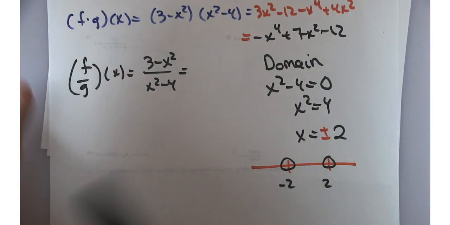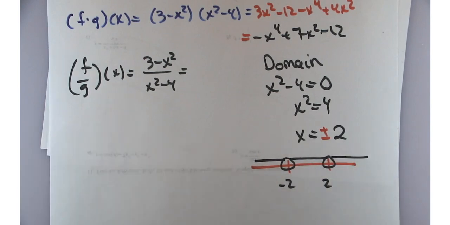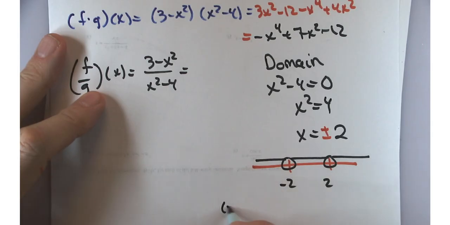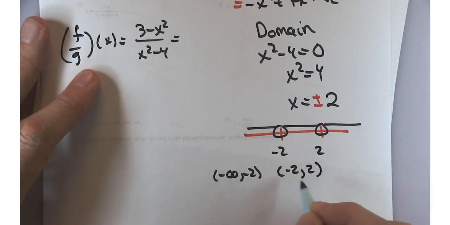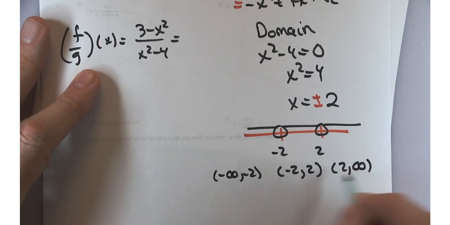So what would that look like in interval notation? X does not equal positive or negative 2. All right, but that's not quite interval notation. Left-hand endpoint and right-hand endpoint. What would that be? From negative infinity to negative 2. Good. Both in parentheses. Keep going. Negative 2 to 2. And 2 to infinity.